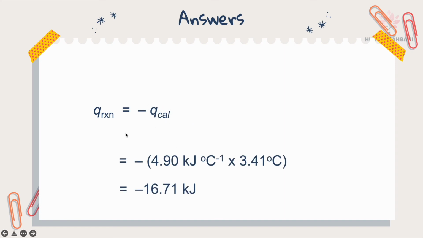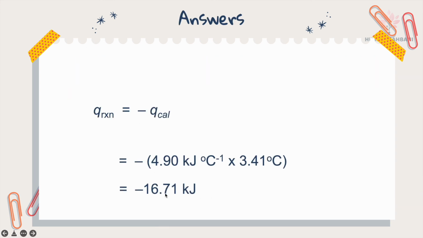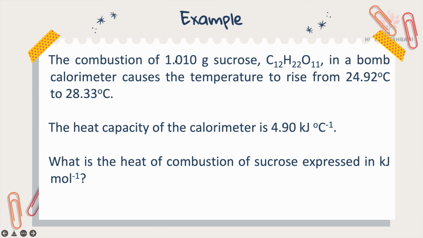So just take the heat capacity of the calorimeter, 4.9 kilojoule per degree Celsius, times the temperature change, and you will get negative 16.71 kilojoule. Okay, so this is the heat released for this mass. We want the heat of combustion. The definition of heat of combustion is for 1 mole. Kilojoule per mole means for 1 mole. The one that we got here is not for 1 mole. We don't know for how many mole, but it's for 1.01 gram.